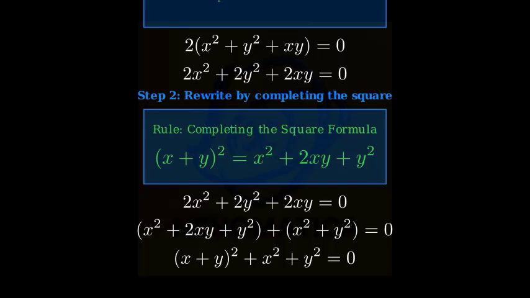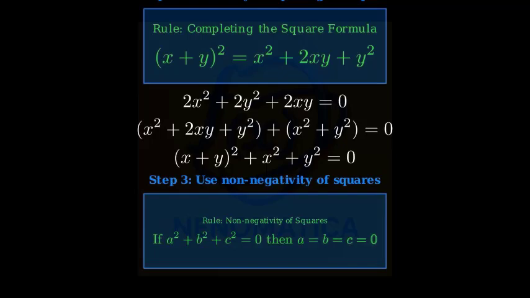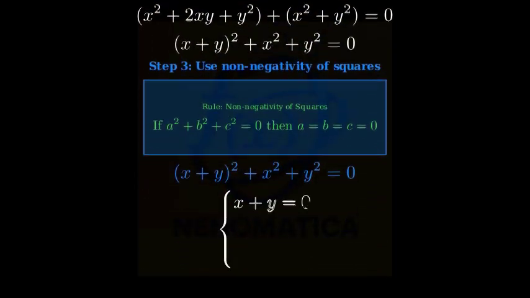For step 3, we'll use the principle that squares of real numbers are always non-negative. A sum of squares equals 0 only when each square equals 0. Looking at our equation, we have a sum of squares: x plus y squared, plus x squared, plus y squared equals 0. Since each term is a square, and the sum equals 0, each term must be 0. So we have 3 conditions: x plus y equals 0, x equals 0, and y equals 0.